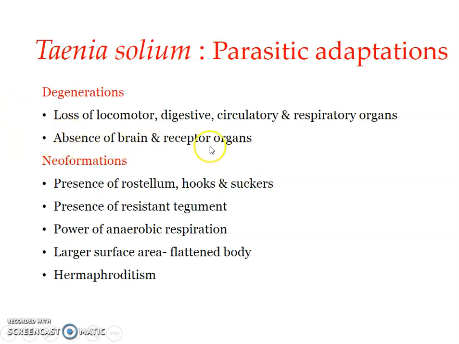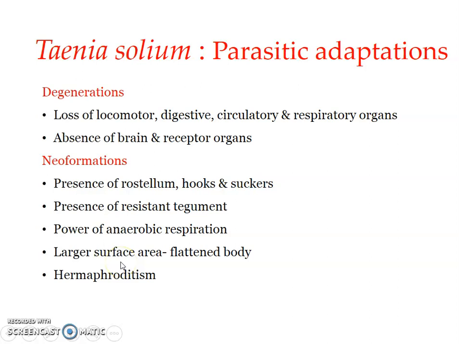Similarly, there is absence of brain and receptor organs. They don't need receptor organs for perceiving changes in stimuli, because they are always in the same kind of situation. Then neoformations: presence of rostrum, hooks and suckers for adhering onto the mucosal layer of the intestine, and a resistant tegument for protection. Then anaerobic respiration, because in the intestine free oxygen is not available, so they have developed an anaerobic mode of respiration.